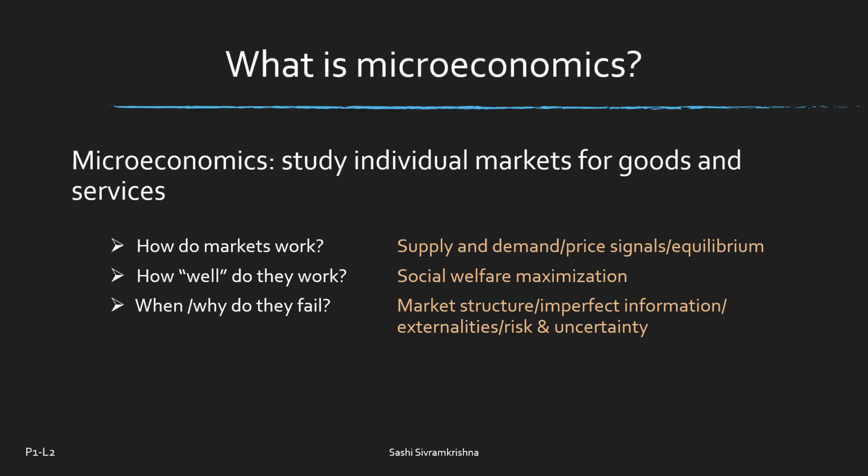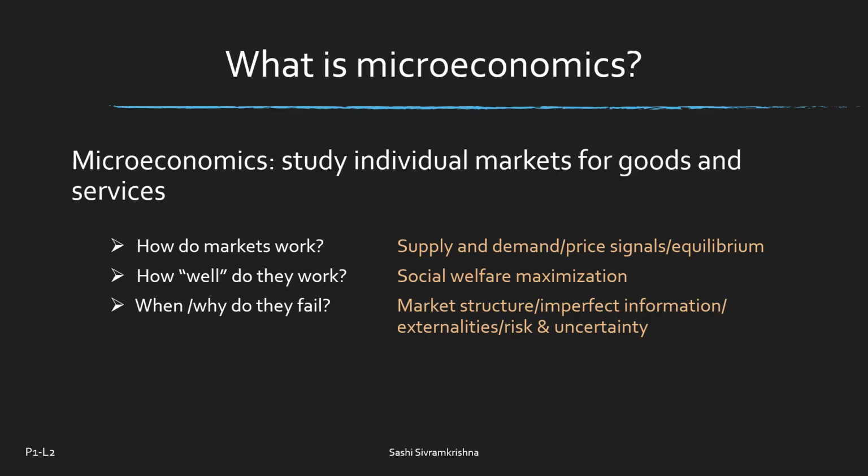In the case of non-market structure reasons for market failure, it would include, for instance, imperfect information, where buyers and sellers do not have the same amount of information. The second is what we call externalities, like for instance pollution, and the third is risk and uncertainty. These are some of the reasons why markets fail to give us an optimal outcome.